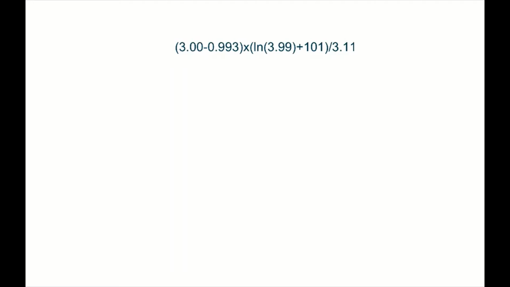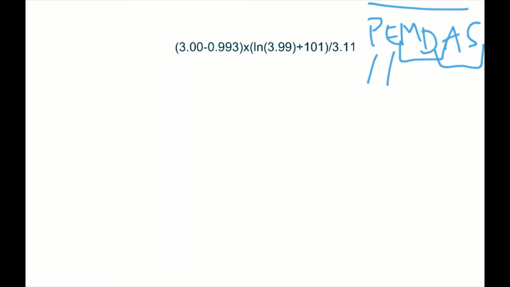So let's start off by simplifying this problem based on PEMDAS. And what PEMDAS is, that's parentheses, that's exponents, and these two are multiplication and division, and these two are addition and subtraction. So when you do order of operations, you want to follow the order of this acronym from left to right. So let's start by doing P, which is parentheses. So let's start off by doing 3.00 minus 0.993.